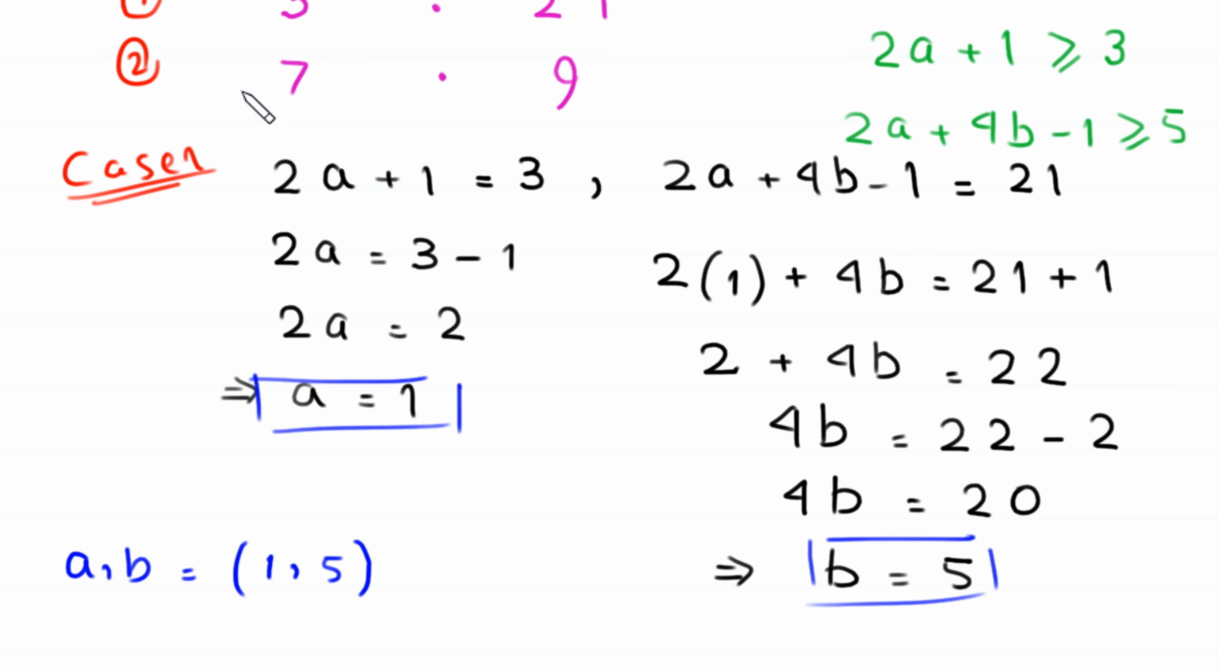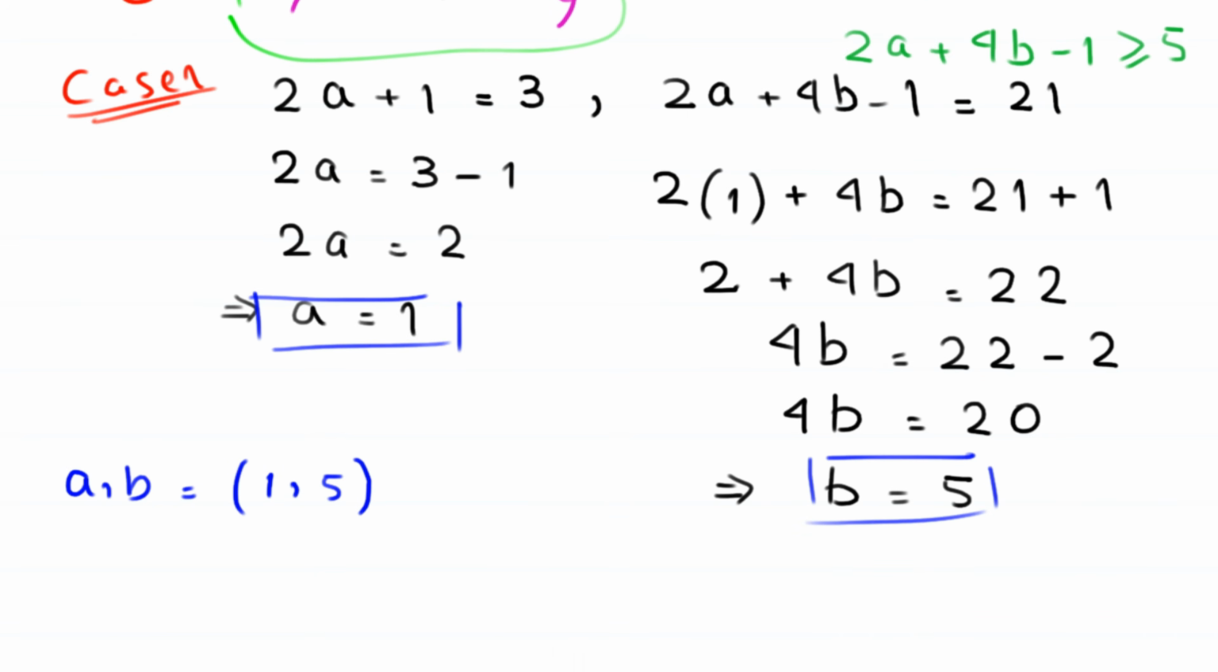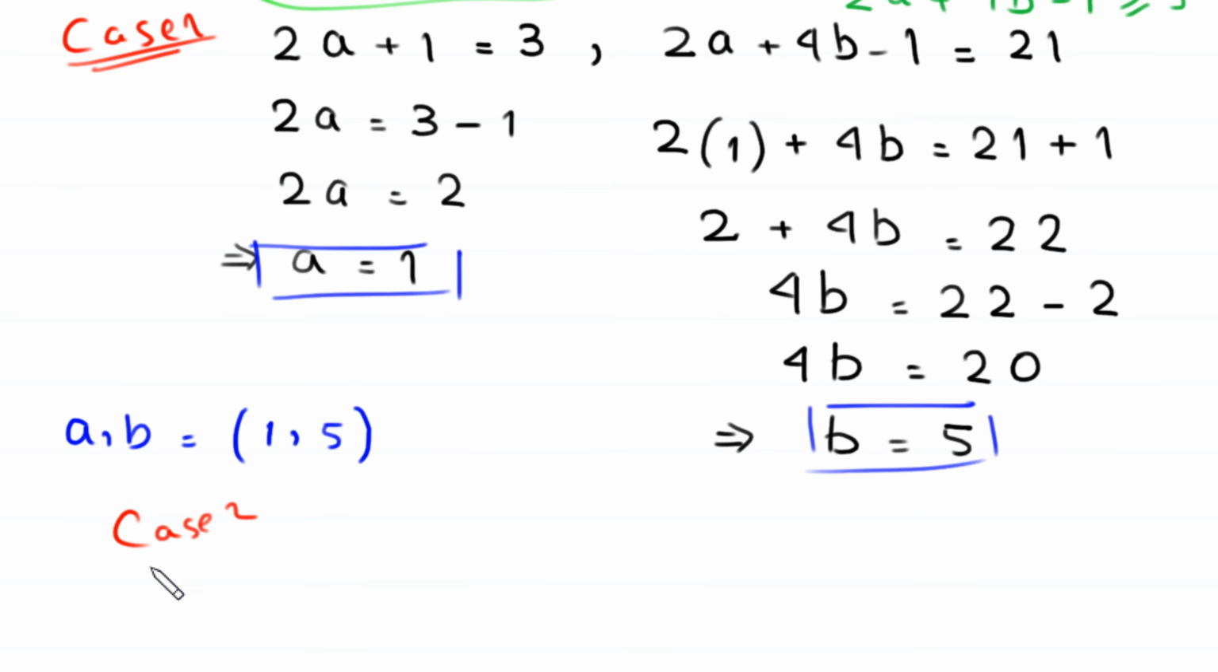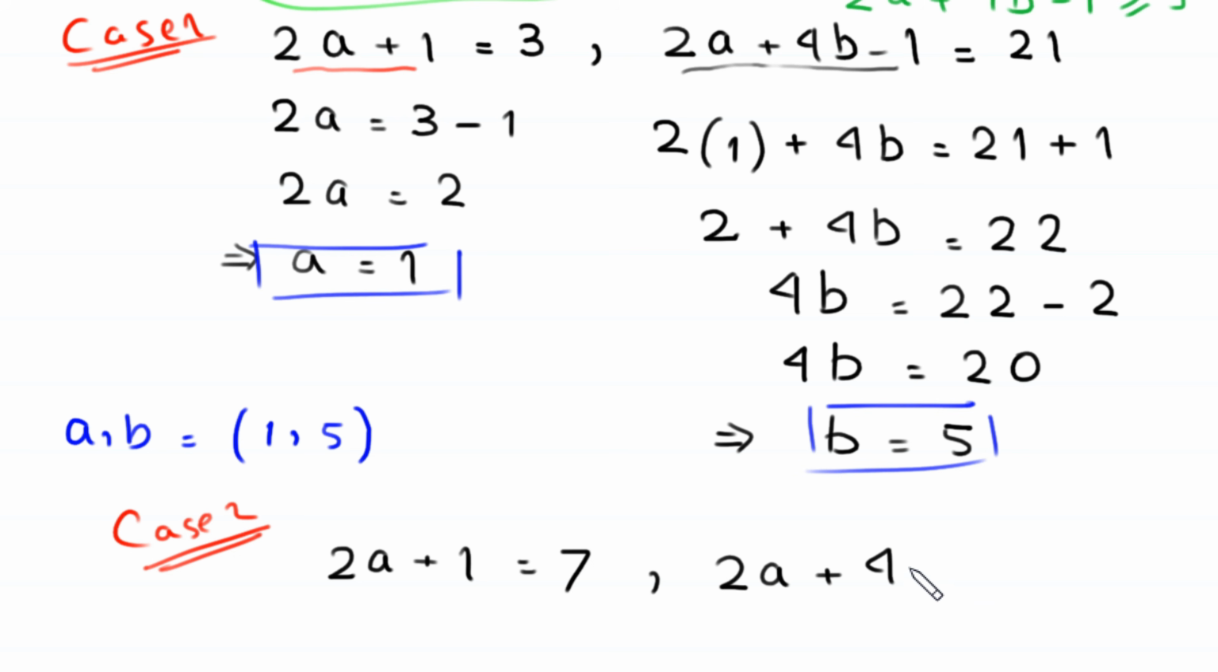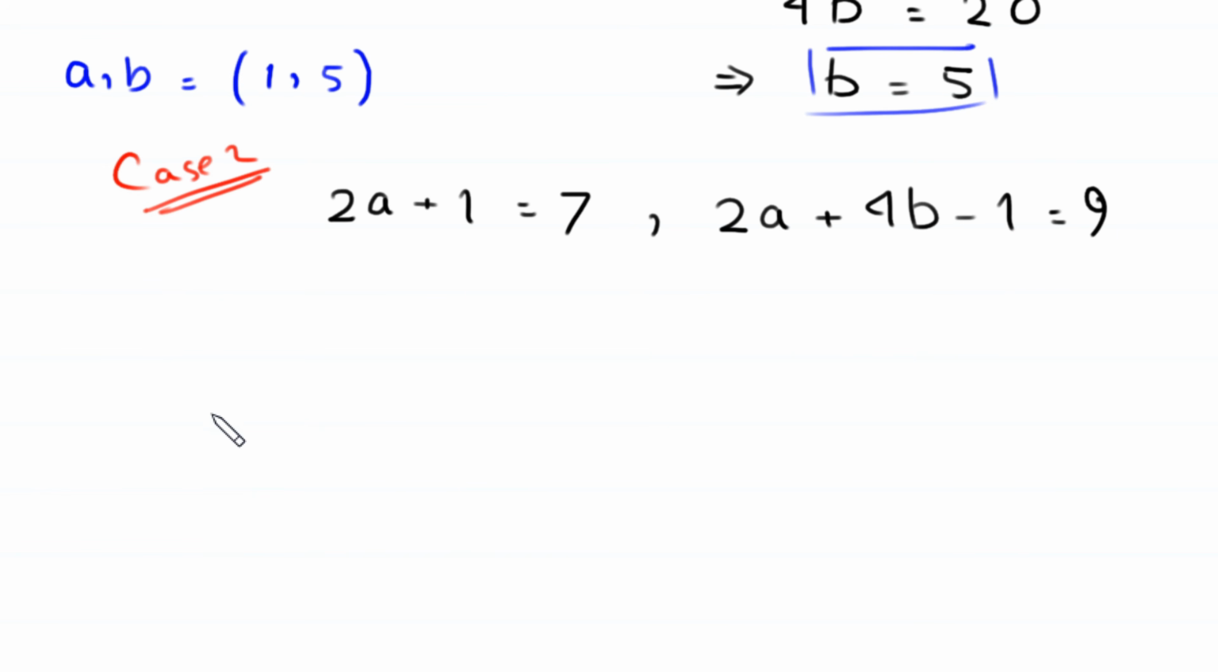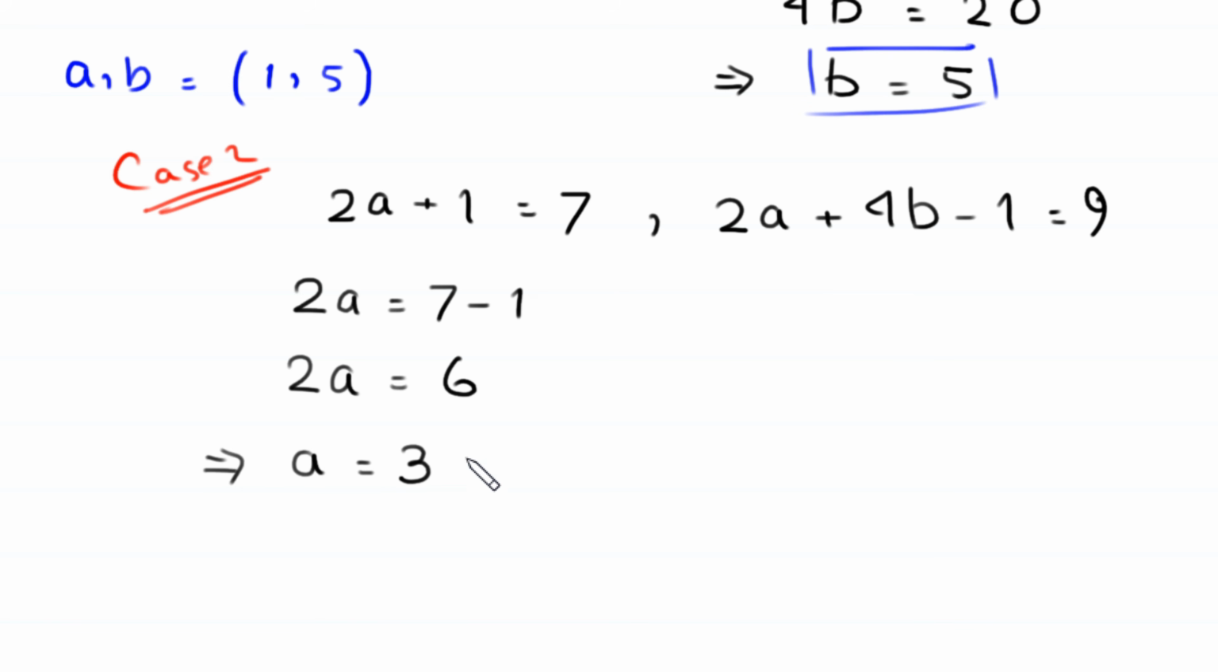Now we solve the second case, 7 times 9. In case number 2, we write the factor 2 times a plus 1 equal to 7, and the second factor 2 times a plus 4 times b minus 1 equal to 9. Move this 1 to the right hand side. This will become 2 times a equal to 7 minus 1, so 2a will be equal to 6. If we divide both sides by 2, this implies that a is equal to 3, and replace a with 3. This will become 2 times 3 plus 4 times b equal to 9.